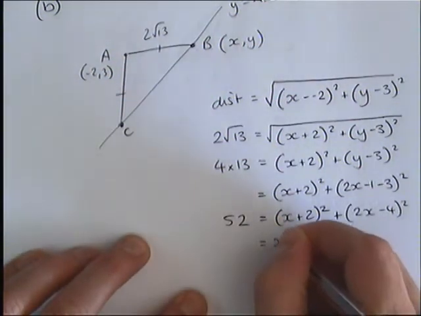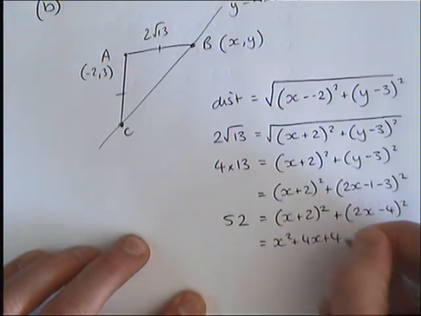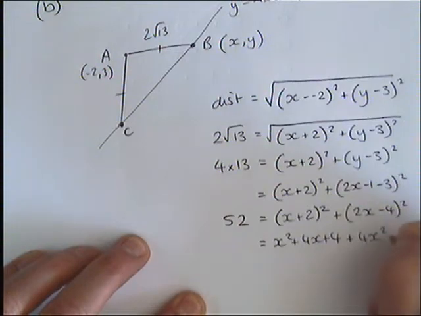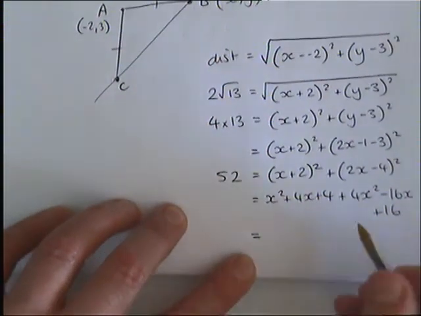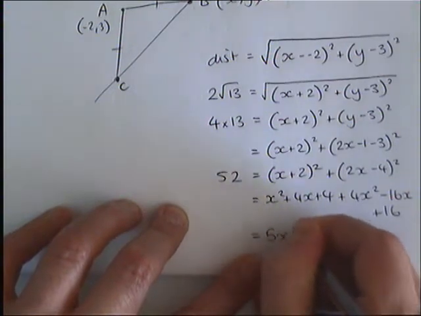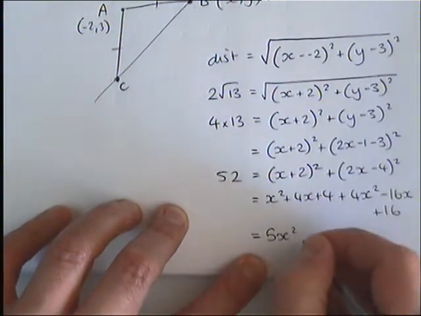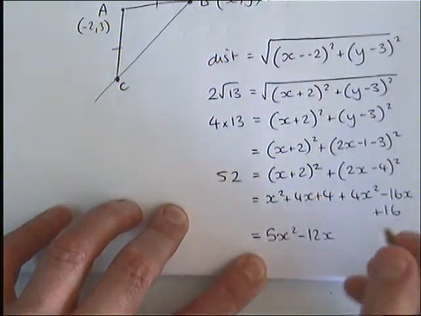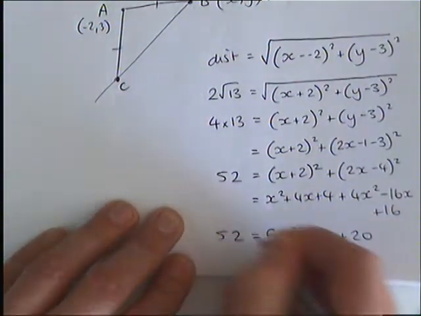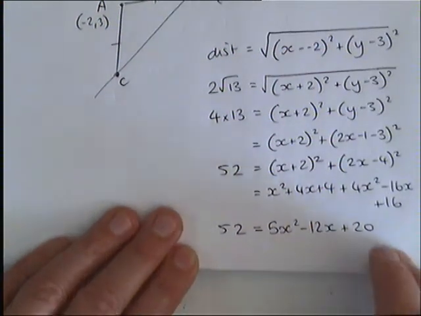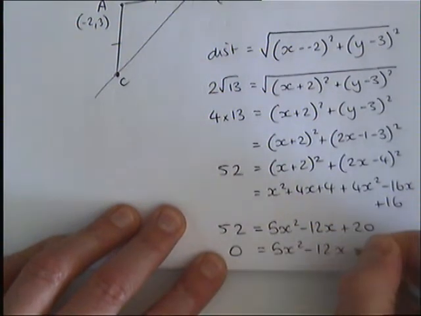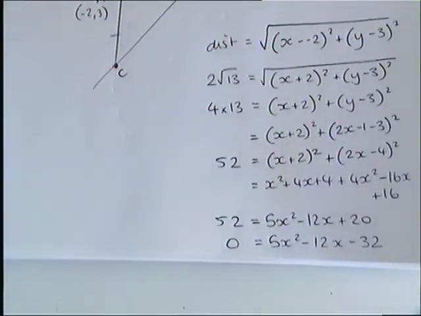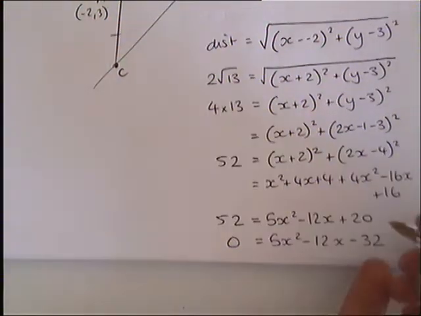So let's have x squared plus 4x plus 4 plus 4x squared minus 16x plus 16. You can see I'm running out of space here a little bit, so let's go a little bit quicker. 5x squared minus 12x plus 20 equals 52. And now I think if I take away the 52, we get 5x squared minus 12x minus 32 equals 0, which is what they asked us to show. Excellent. So we've got to the right space there.